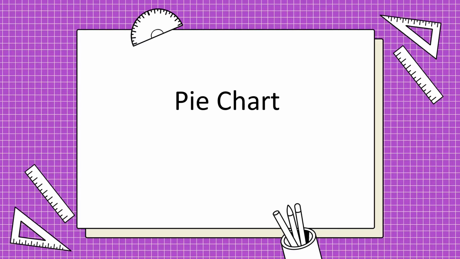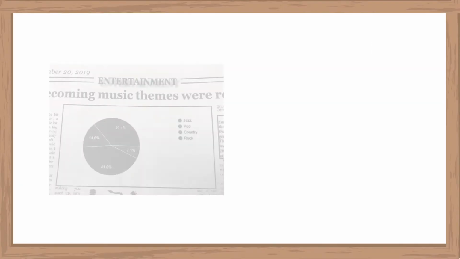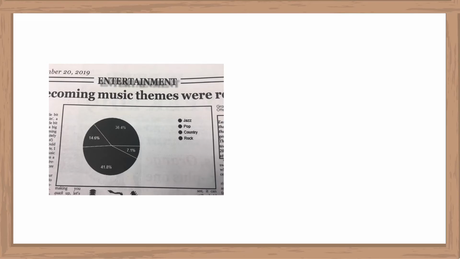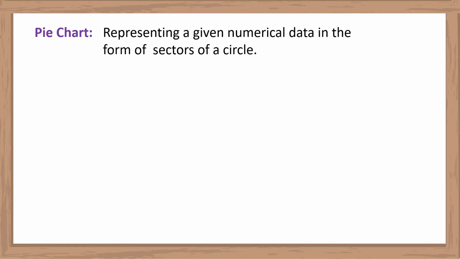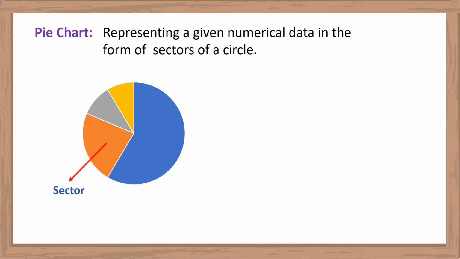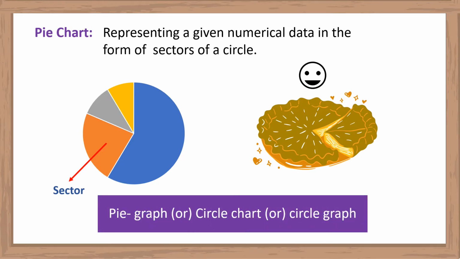Today, we'll learn about a pie chart and its uses. Let's get started. We have seen much data like this in our daily newspapers. What are they? They are pie charts. A pie chart is a method of representing a given numerical data in the form of sectors of a circle. As it looks like a pie that we slice and eat, it is named a pie chart. The pie chart can also be called a pie graph or circle chart or circle graph.